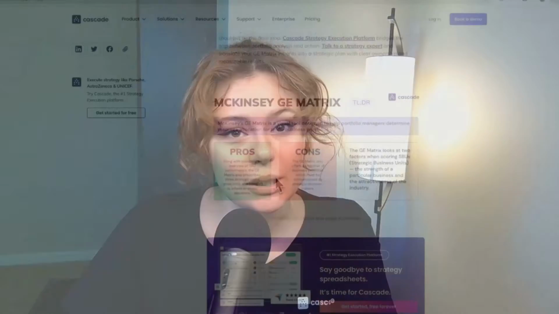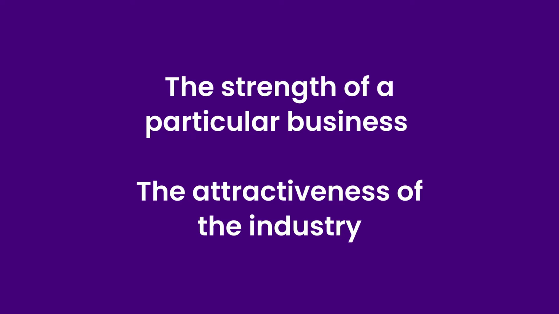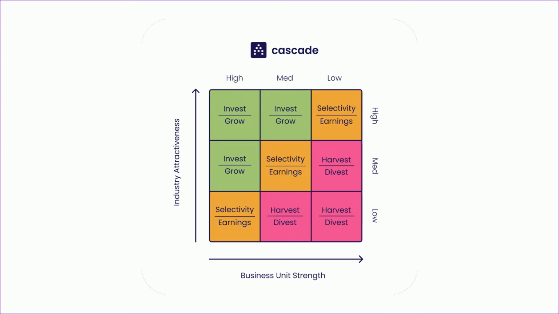So what is the GE Matrix? The GE McKinsey Matrix is a strategic framework that helps multi-business corporations manage their portfolios and prioritize investments across products and strategic business units, or SBUs. Think of it as a tool that helps you figure out where to invest, what to develop, and what to let go. The GE Matrix evaluates SBUs based on two critical factors: the strength of a particular business and the attractiveness of the industry. By scoring these factors, the matrix helps portfolio managers make informed decisions about resource allocation.